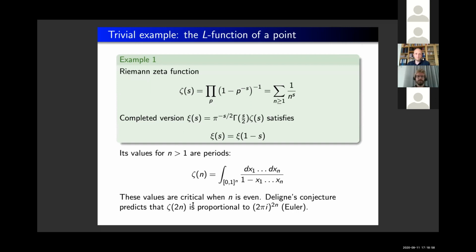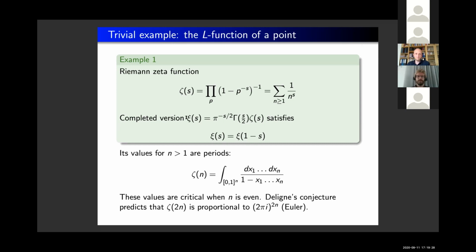Amazingly, in this theory, if you take the trivial motive, which is just a point, the cohomology of a point, you might expect you just get the function 1 or something, but you don't. You get the Riemann zeta function. So the most trivial possible L function is the Riemann zeta function. You can think of it as the sum of 1 over n to the s, as we all know, and it has a factorization, of course only for the real part of s sufficiently large.